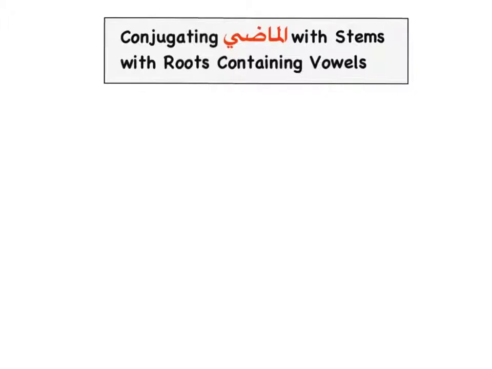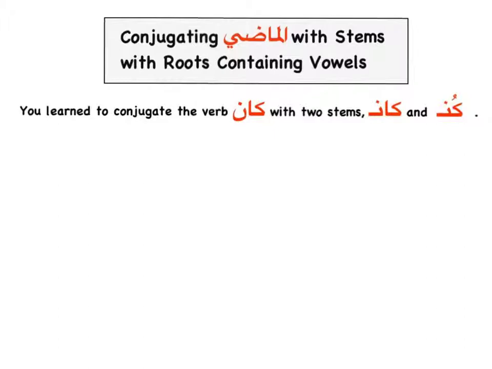Now let's delve deeper in ماضي. Let's look at conjugating ماضي with stems with roots containing vowels. It's not as hard as it seems, trust me. First things first, you learn to conjugate the verb كان with two stems, كان and كن. It means that these are the stems that you will later add suffixes to depending on the pronoun. Got it? Okay.